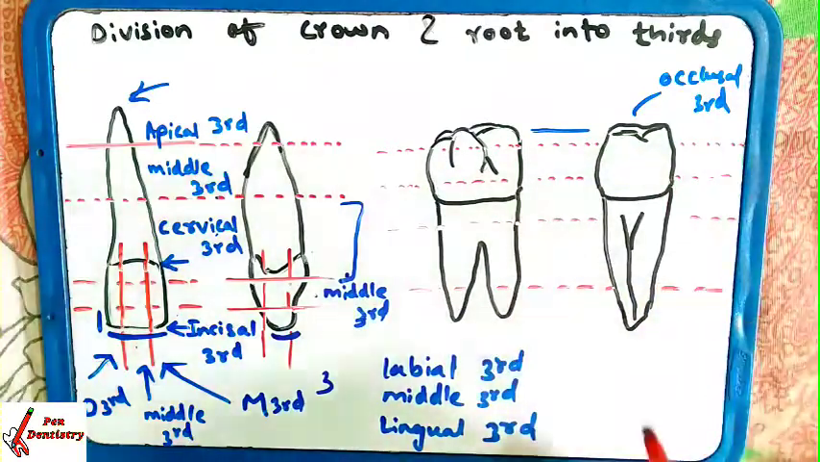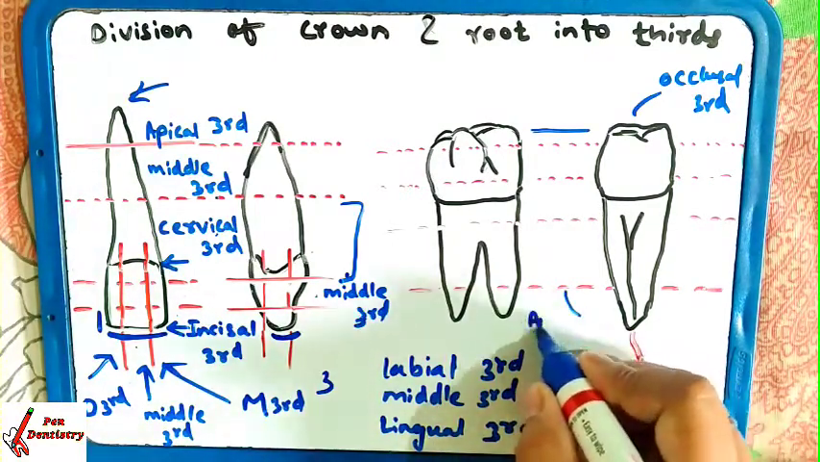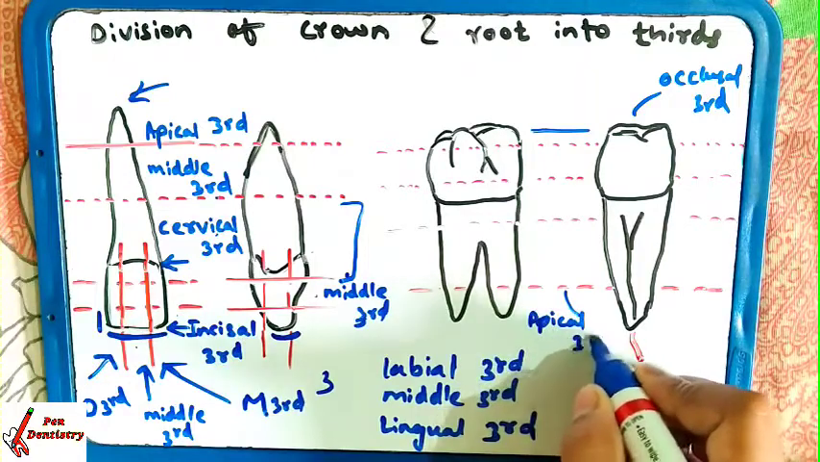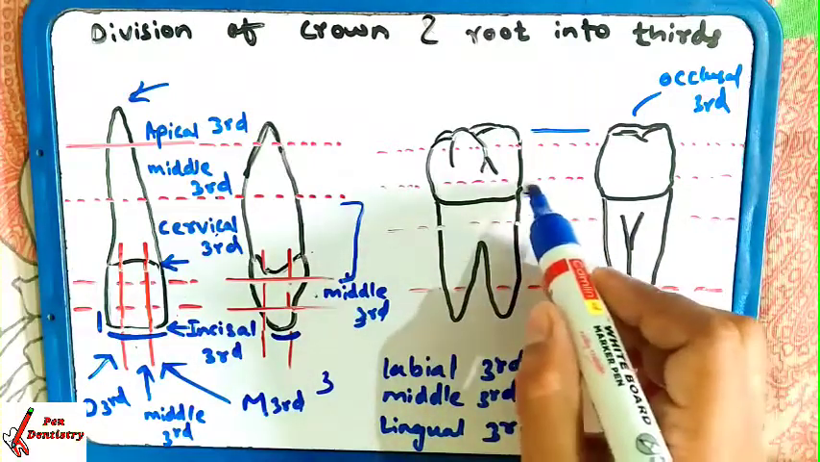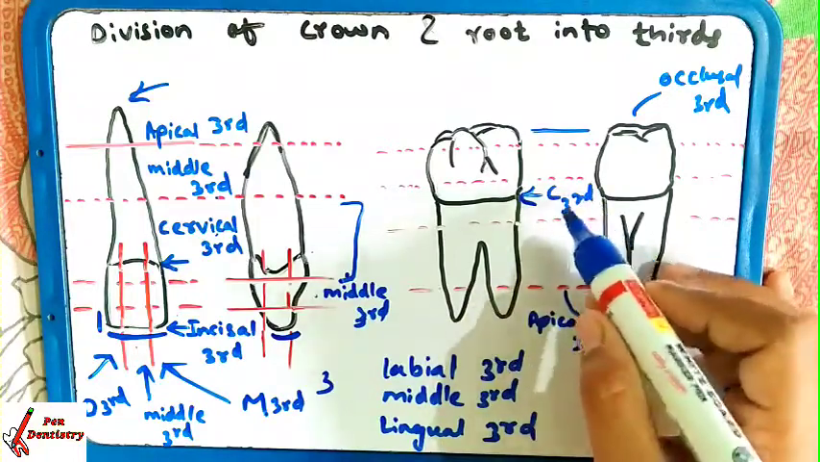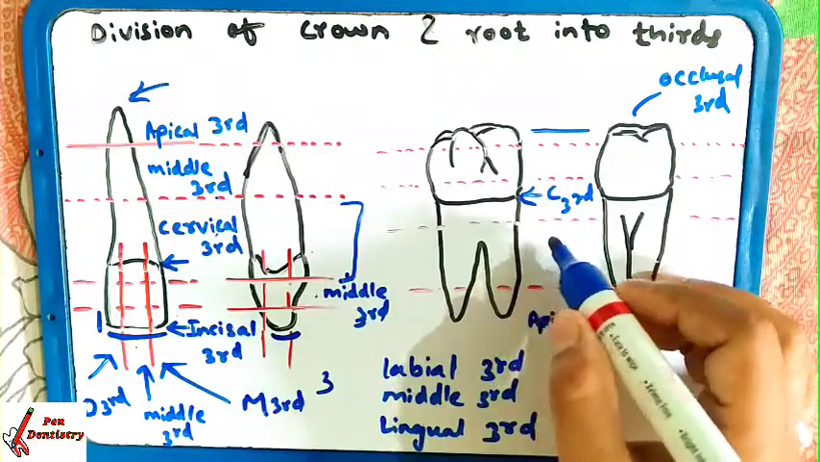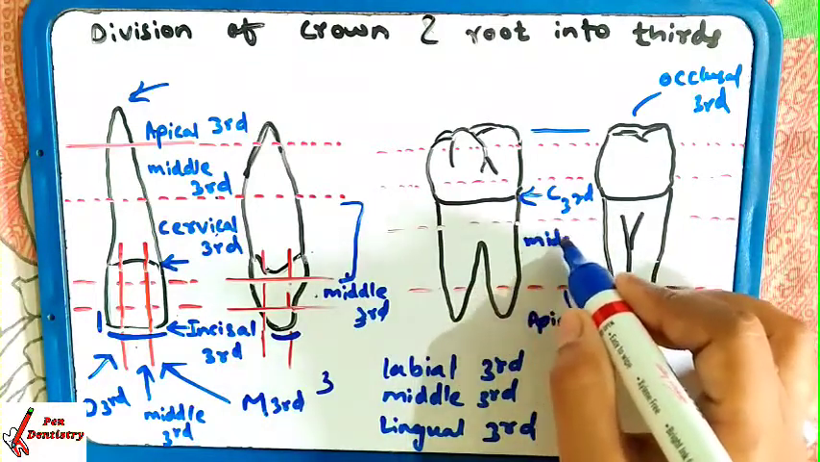Okay, so this is the apex, that's why it is known as the apical third. This is the apex part. This area is known as the apical third. This is the cervical region. I have told you this is the cervical third. This is the area between the cervical region and the apical region, the middle part. That is why it is known as the middle third.